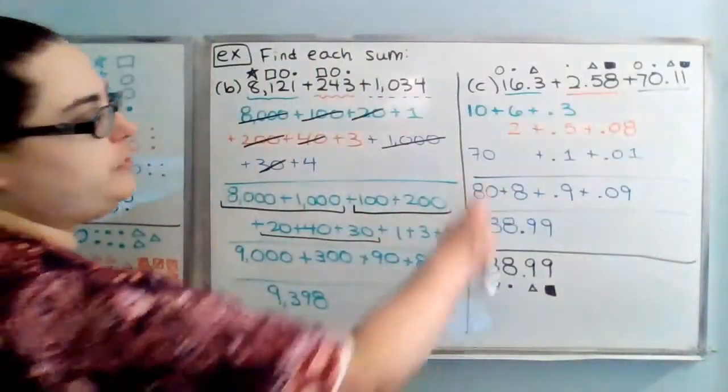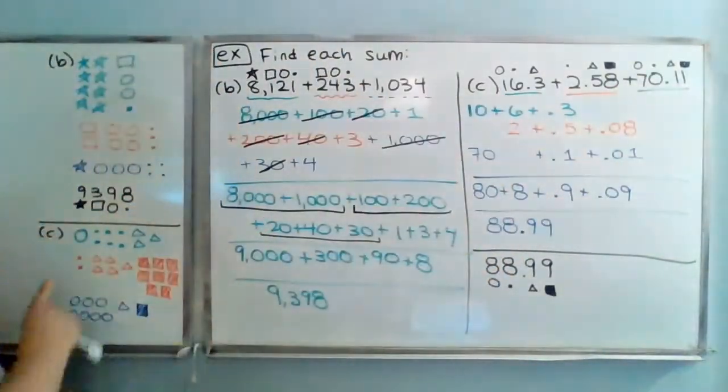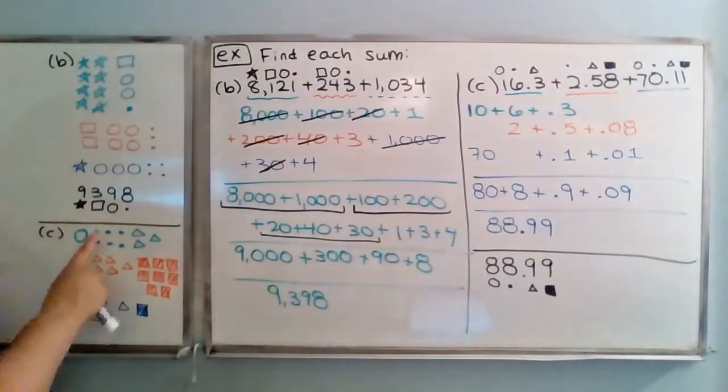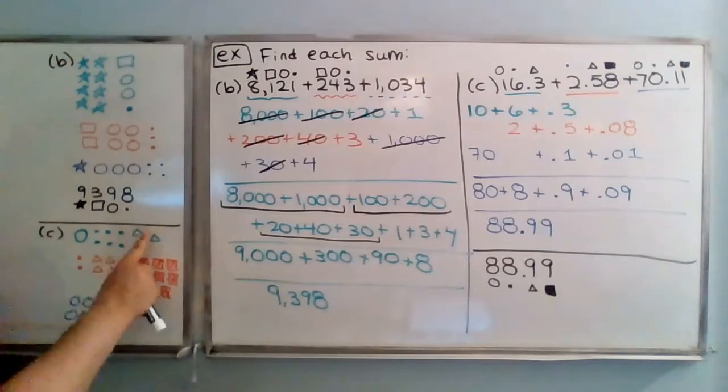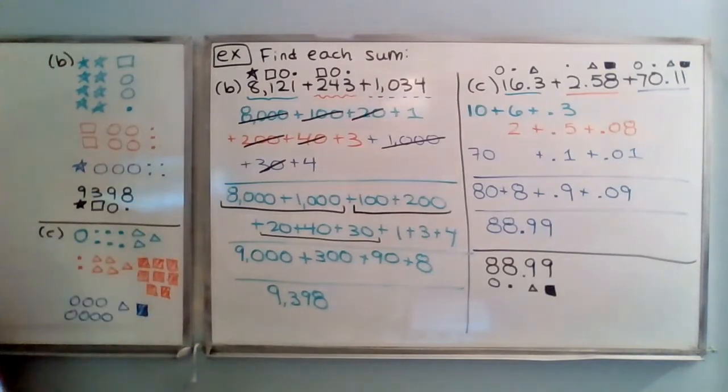So for example, for 16.3, I have 1 ten, 6 ones, and then 3 tenths. For 2.58, I had 2 ones, 5 tenths, and 8 hundredths. And then for 70.11, I have 7 tens, 1 tenth, and 1 hundredth. And then just like before, I'm going to add up those like shapes.